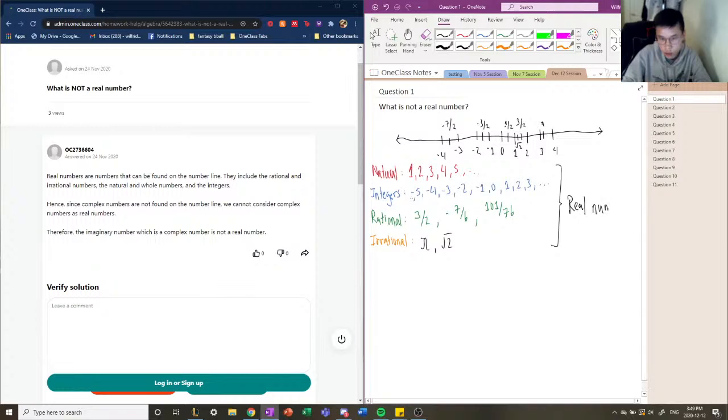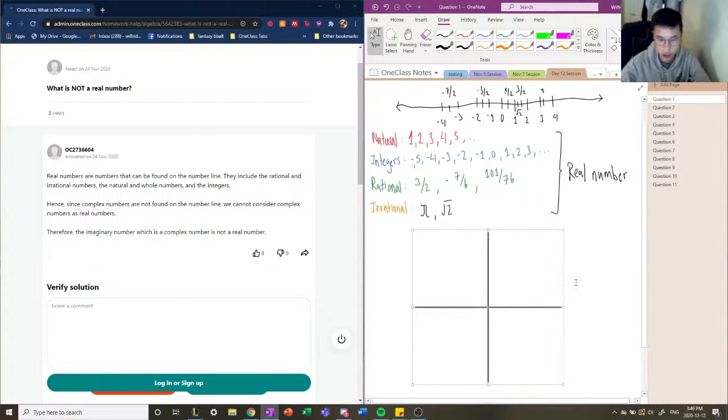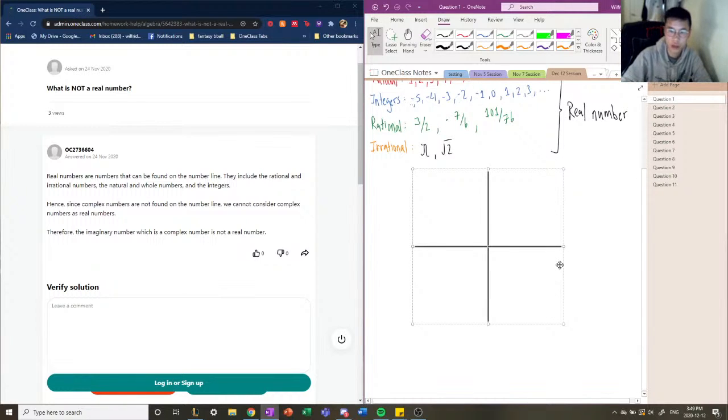So what is not a real number? We need to expand the dimensions of our real number line. This is a really helpful illustration to examine what is not a real number. Think of a Cartesian plane where the horizontal axis is the real number line, so I'm going to say real number here. The vertical axis we're going to call our imaginary number line. Imaginary numbers are defined by one thing and one thing only.